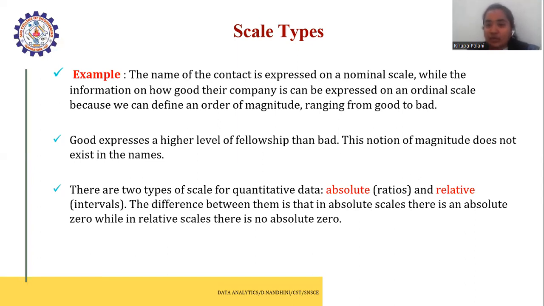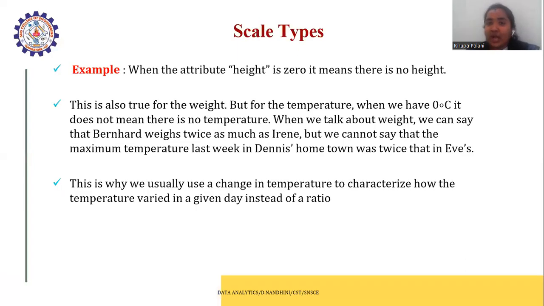There are two types of quantitative data: the ratio scale and the interval scale. The difference is that in a ratio scale there is an absolute zero, while in an interval scale there is no absolute zero. For example, when the attribute height is zero, it means there is no height. When the height is one, it means there is a height. This is also true for weight, but for temperature, 0 degrees Celsius does not mean there is no temperature.